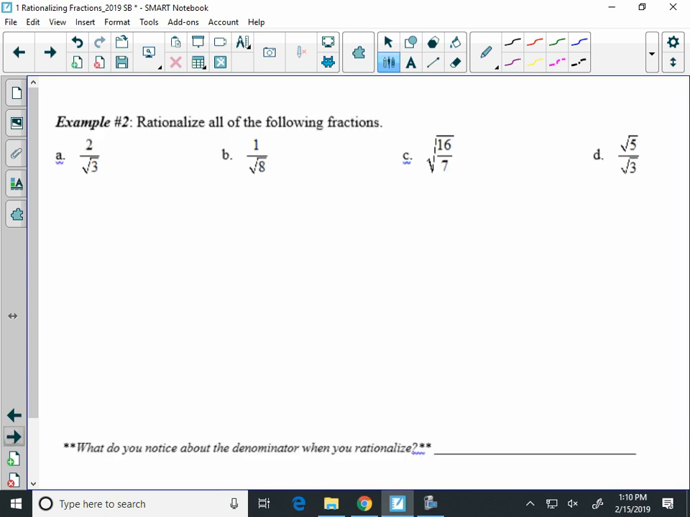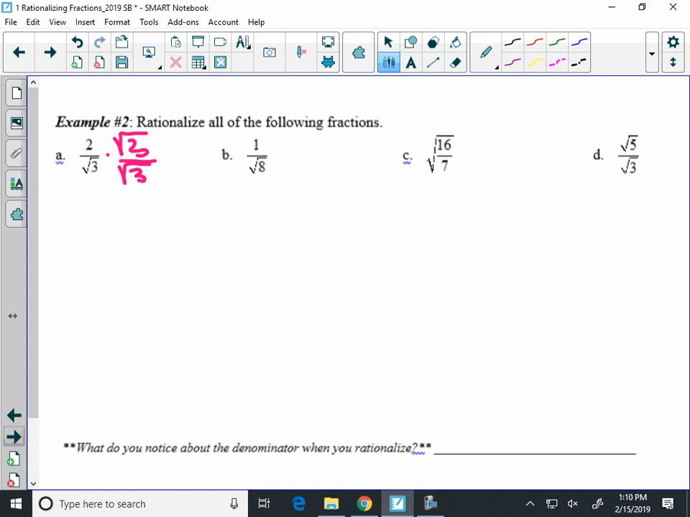Let's try it again. So just stick with us here. Let's go through these. As we go through the next couple, we're going to find a pattern so that we can make this faster. What do I have to multiply by here to rationalize this? 3. Radical 3 over radical 3. So we're going to multiply both the numerator and the denominator by radical 3.